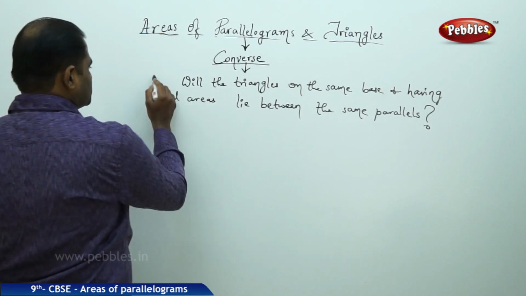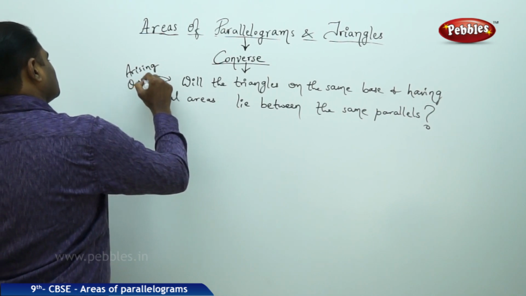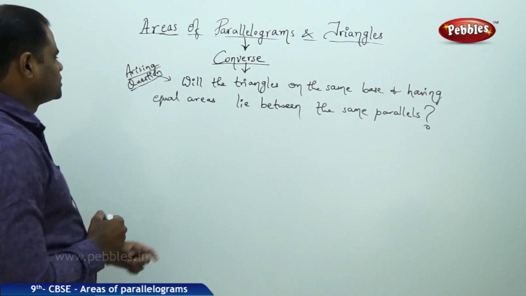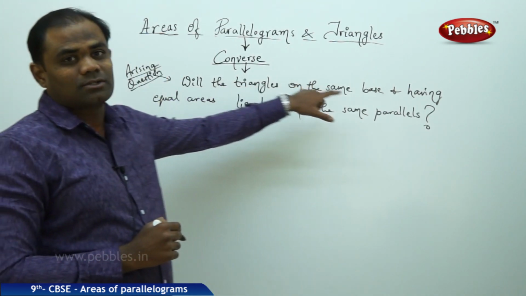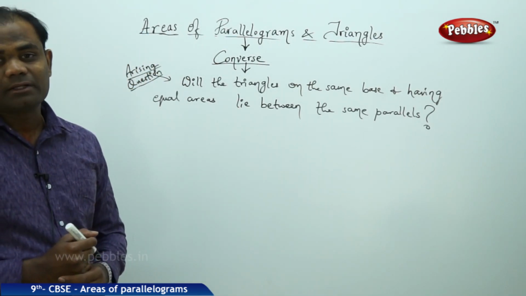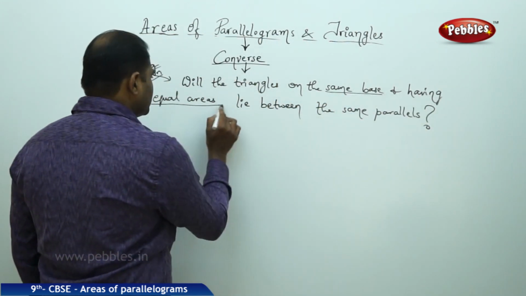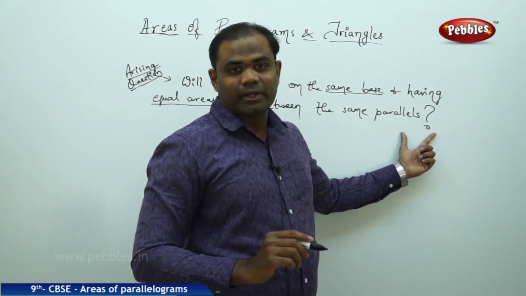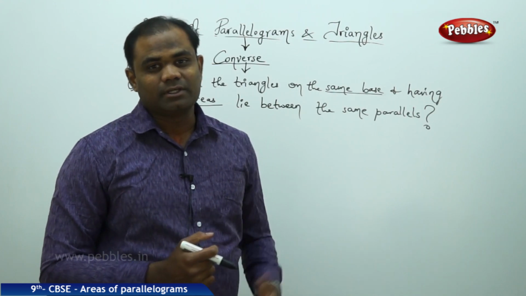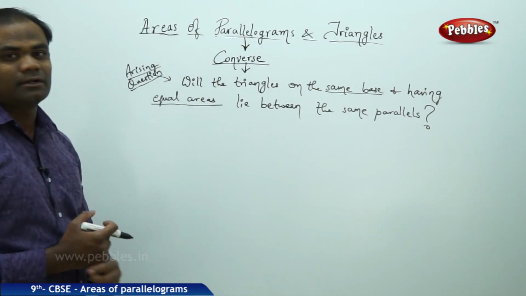So my arising question here for the converse is, will the triangles on the same base and having equal areas lie between same parallels? With the condition that they lie on the same base and they have equal areas, will the two triangles be between parallel lines? This is what we are going to investigate. So let's see how we can understand this concept.